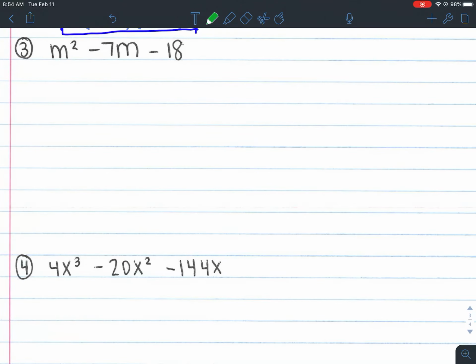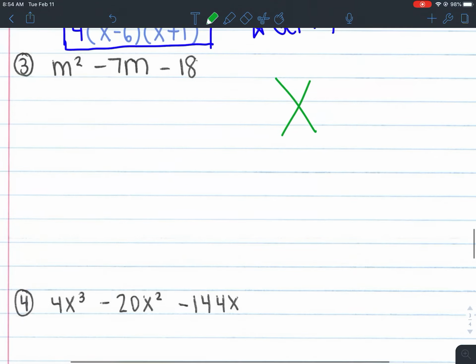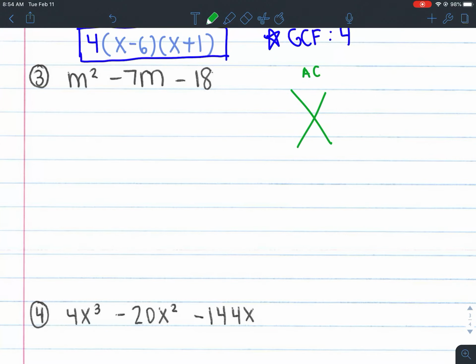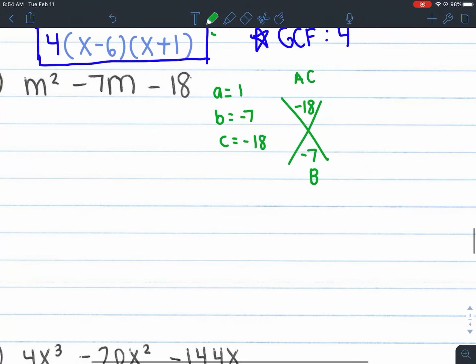Since this is 3 terms, I know that I can try to factor by grouping. Okay? So let's factor by grouping. We're going to have A, C, and we're going to have B. Identify A, which is 1, B is negative 7, and C is negative 18. A times C is 1 times negative 18, which is negative 18, and B is negative 7. Now, A is not always going to be 1. It is 1 in this lesson, but it's not always going to be 1.